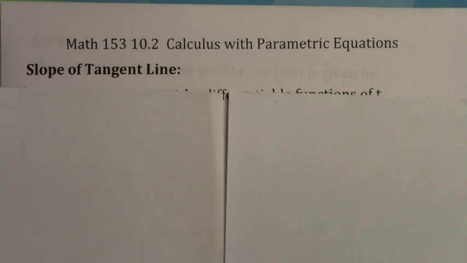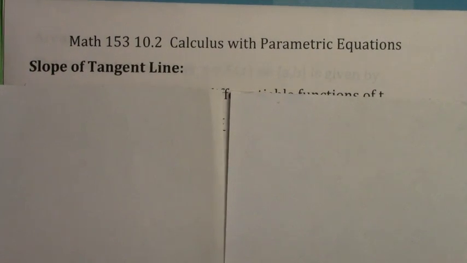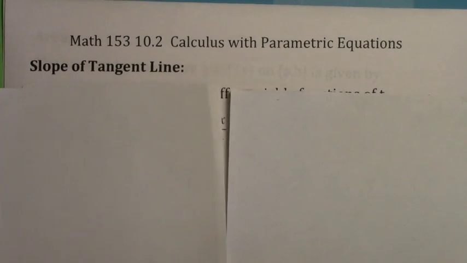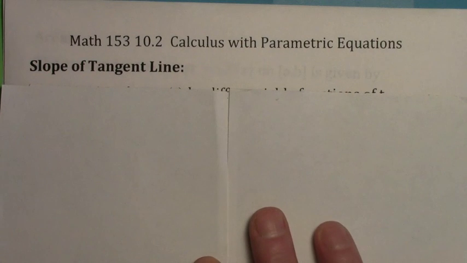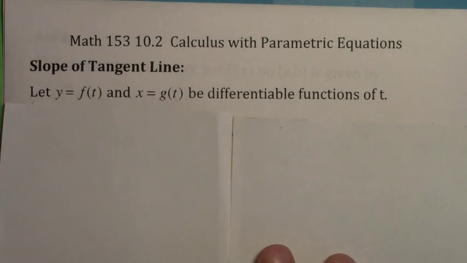Okay, in section 10.2, we're going to look at some calculus with parametric equations. Look at the slope of the tangent line, area under the curve, arc length, and surface area. Now remember, the slope of the tangent line is dy/dx. Okay, we're still talking about an equation involving x and y here, even though the equations are given parametrically.